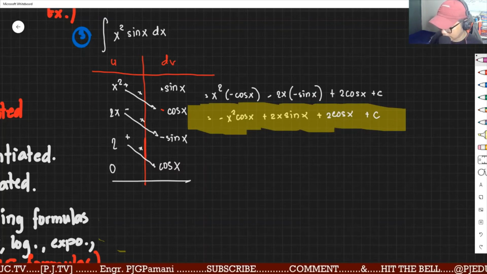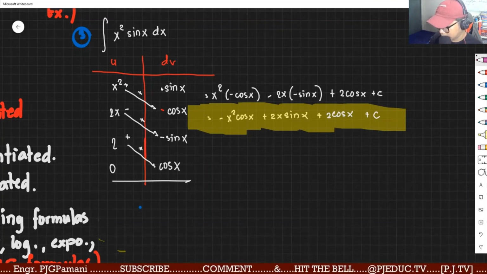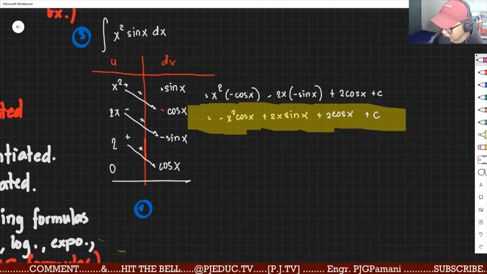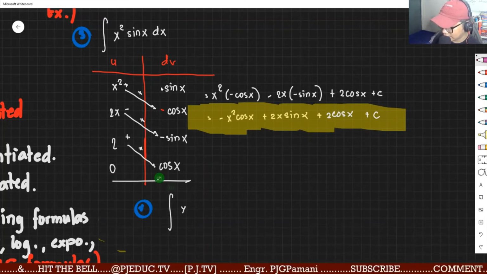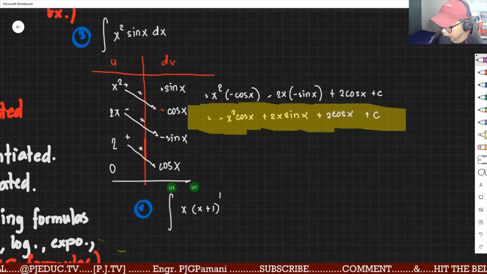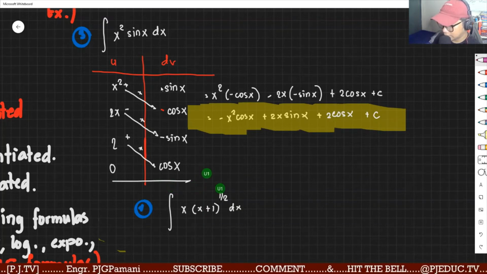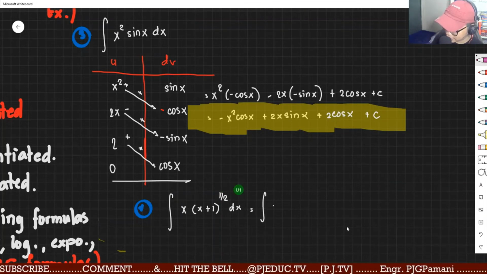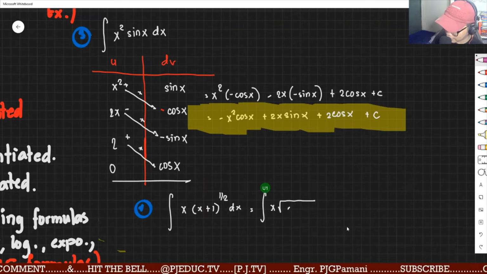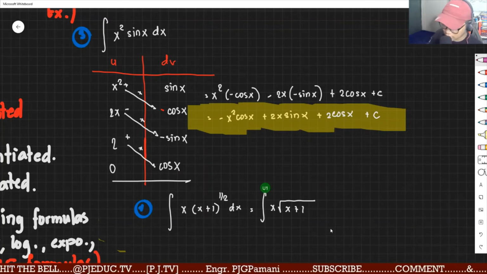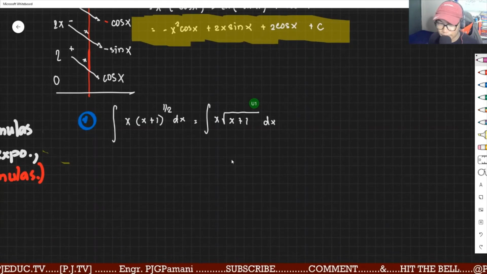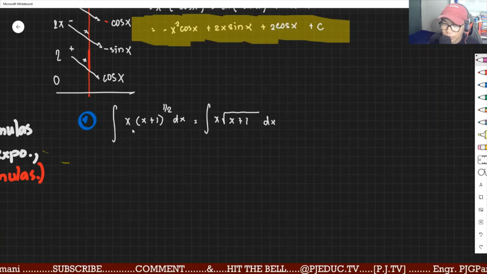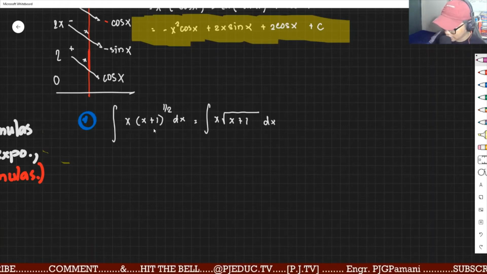Next one. Example number 4. What if you're now asked to evaluate the indefinite integral of x times (x plus 1) raised to 1 half? Pero minsan, ibibigay yan na problem as x times the square root of x plus 1. Yan na yung transform. So with that, alam mo na kung ano ang function u at function dv, right?